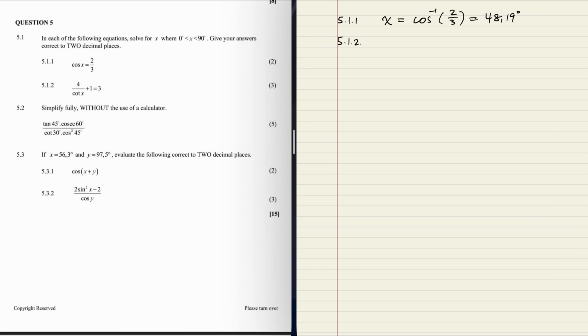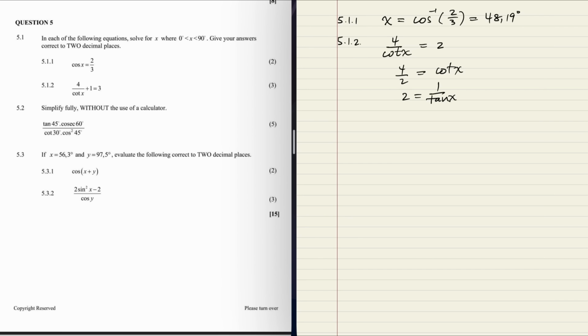Question 5.1.2, we have 4 over cot x plus 1 equals 3. Now I'm going to try and simplify as much as possible before I solve. So I'm going to take the 1 across. I'm going to have 4 over cot x is equal to 3 minus 1, which is 2. I can switch the cot x and the 2 now. So 4 over 2 is equal to cot x. 4 over 2 is equal to 2, and that's equal to, cot is the reciprocal of tan, so 1 over tan x.